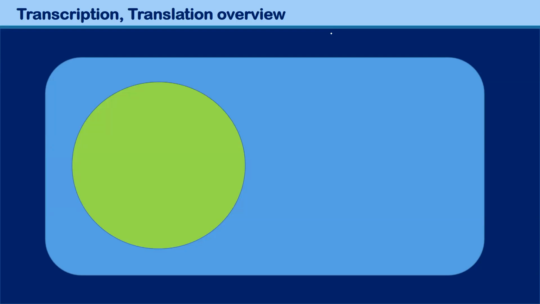I'm now going to give you an overview on what happens during transcription and translation. Do not confuse transcription and translation with DNA replication, because replication is the copying of DNA. And transcription and translation are both necessary to make proteins, because the real job of the DNA is to code for proteins, to tell the cell what proteins to make.